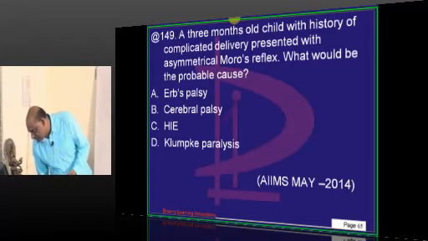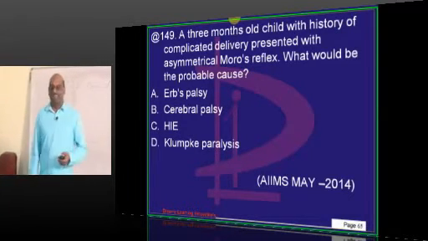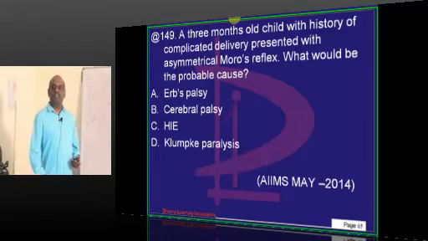Shravan is asking how to get a seat in NIMS, sir. Keep reading, and one day you will discover.